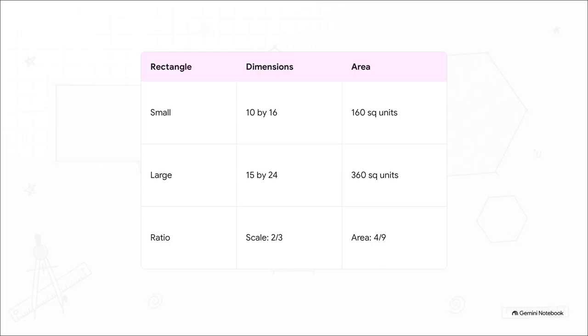We've got two similar rectangles. The small one is 10 by 16, giving it an area of 160 square units.